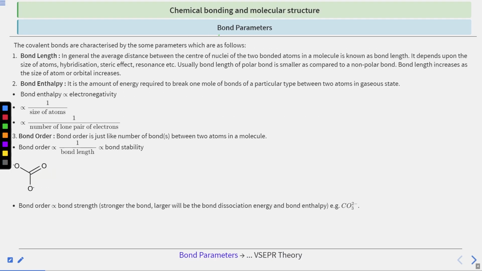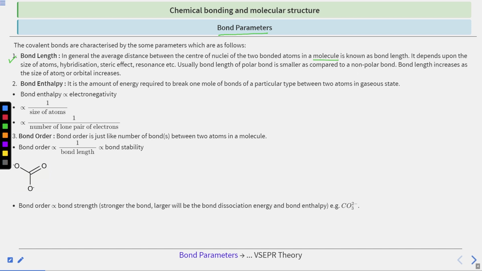First, we will study the bond parameters. The covalent bonds are characterized by some parameters, which are as follows. First is bond length. In general, the average distance between the centers of the nuclei of two bonded atoms in a molecule is known as bond length. So, in a molecule, the distance between the centers of two nuclei is known as bond length.